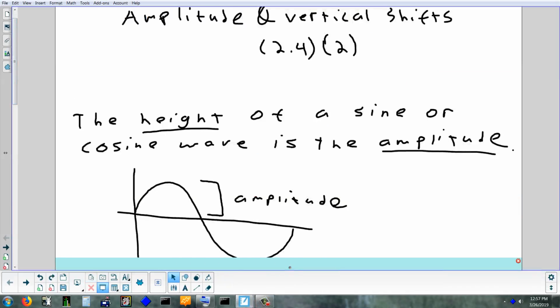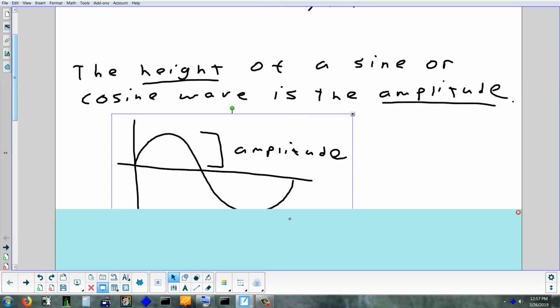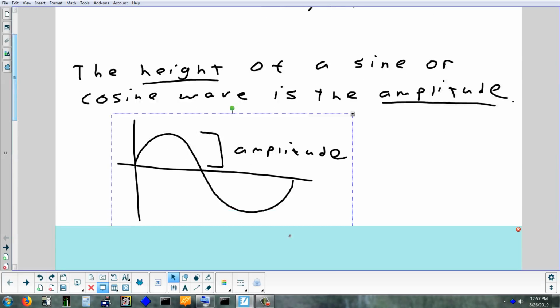So first thing I want to mention, just what is the amplitude? What does that really mean? Well, it's like the height. It's the height of the wave. If you put a line right in the center of the wave, it's the distance from that center line to the peak. Or you could say the distance from the center line to the lowest point. It should be symmetrical.